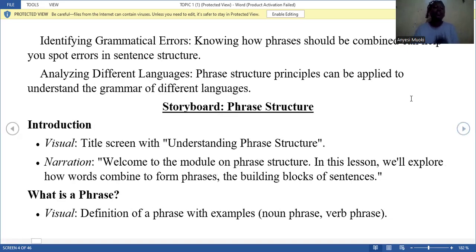And then you have identifying grammatical errors. Knowing how phrases should be combined can help you spot errors in sentence structures. And analyzing different languages. Phrase structure principles can be applied to understand the grammar of different languages.